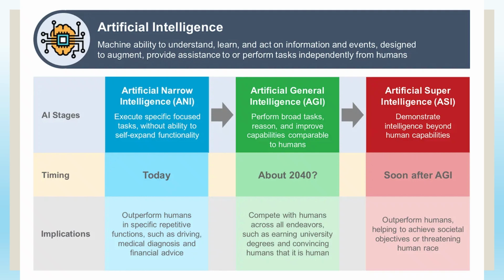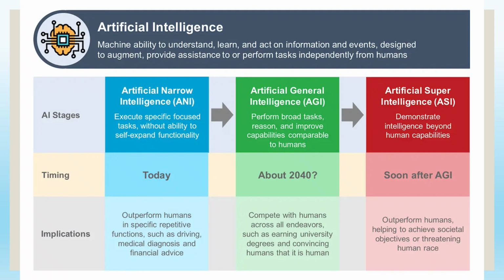So the first one is artificial narrow intelligence, ANI. This stage executes specific focused tasks without the ability to self-expand functionality. And this is achieved now. This is the stage we are in now. And this stage will outperform humans in specific repetitive functions such as driving, medical diagnosis, and financial advice.